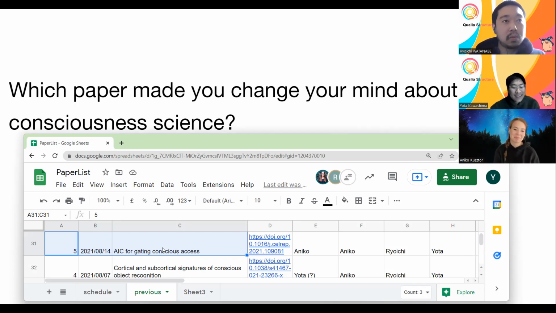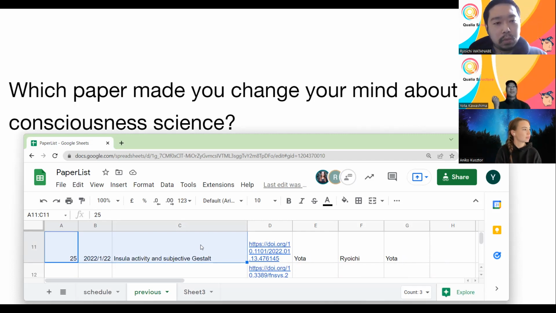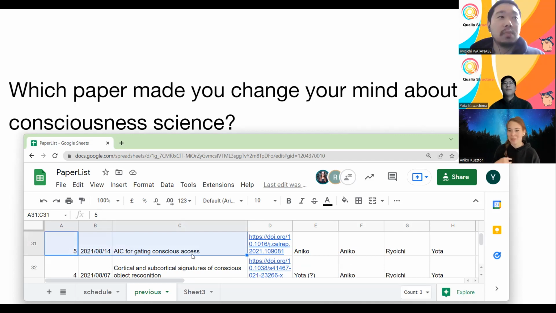Yeah, I should read this and give my impression. About the insula, we've read this paper again, Aniko was not there, but the insula is something related to Gestalt perception. And probably in that sense, the insula is important for conscious perception. Because of the previous paper Yoshi mentioned, the insula is active in many contexts and involved in so many functions. But yeah, it's very interesting to see.